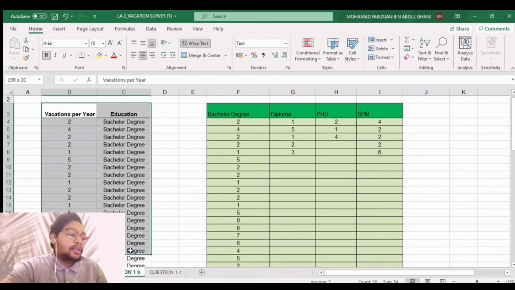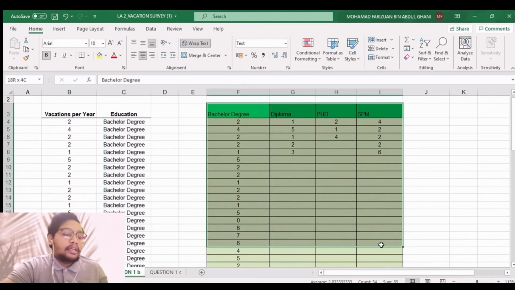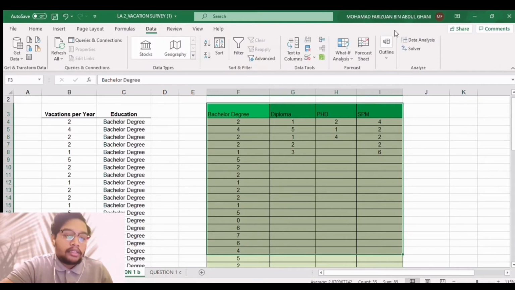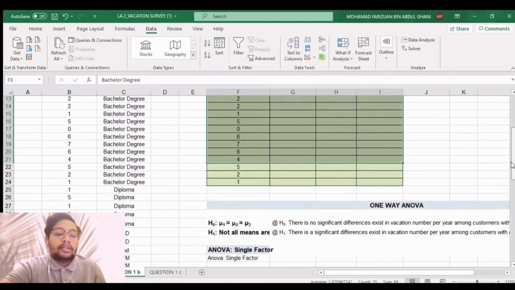Okay, for question 1B, I use the ANOVA single factor. For step 1, we need to select the data and then sort it. After you sort it, we click Data Analysis, and then in the analysis tools, click ANOVA single factor and then click OK. For the input range, you select the data that you already sorted, click the labels in first row, choose new worksheet, and then click OK.